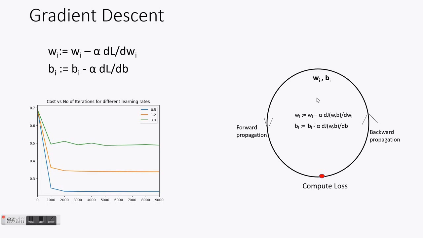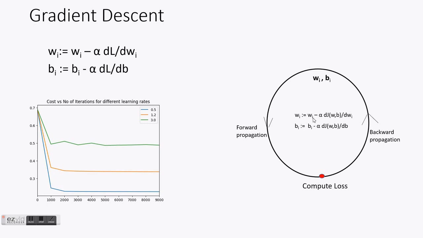From the value of the initial weights, we subtract alpha times dJ by dw, where dJ by dw is how the cost varies with respect to the weights w1 and w2, and dJ by db is how the cost varies with respect to the bias.